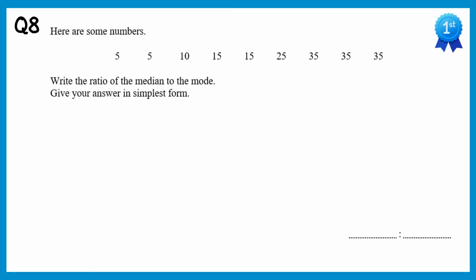We'll start this question by finding the median. The median is the middle number when they're in order. Fortunately, the numbers are already in order, so we can cross them off in pairs, like this, until we get to the middle number. So the middle number is 15, so the median is 15.